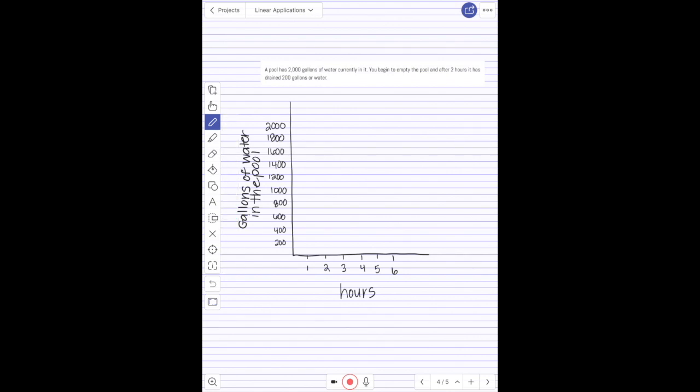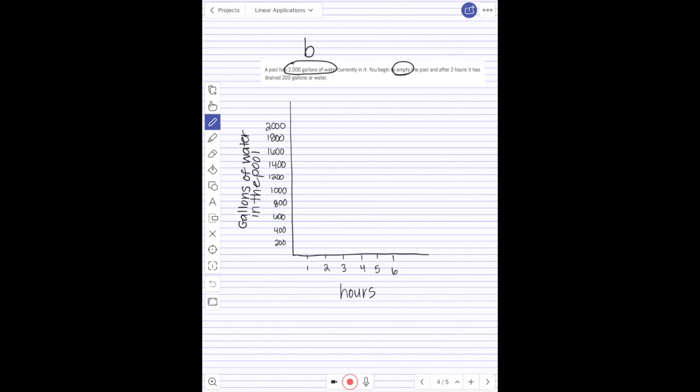All right, so let's look at this example. It says a pool has 2,000 gallons of water currently in it. You begin to empty the pool, and after 2 hours, it has drained 200 gallons of water. So what I want to do is I want to write the equation, and I want to graph it, and then I kind of want to look and see what's going on with it. Okay, so we have 2,000 gallons of water. That is my initial value. I know how much I have initially. That's 2,000 gallons.